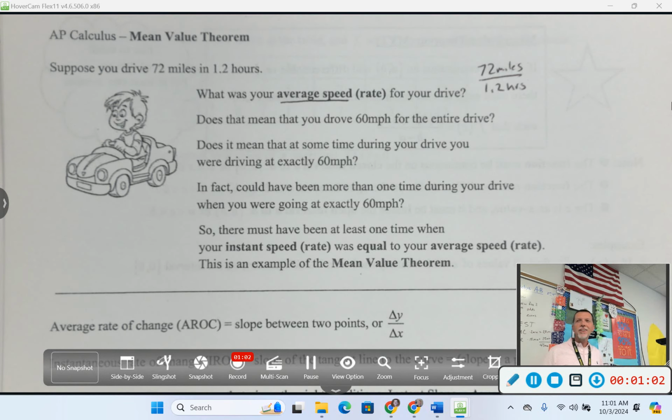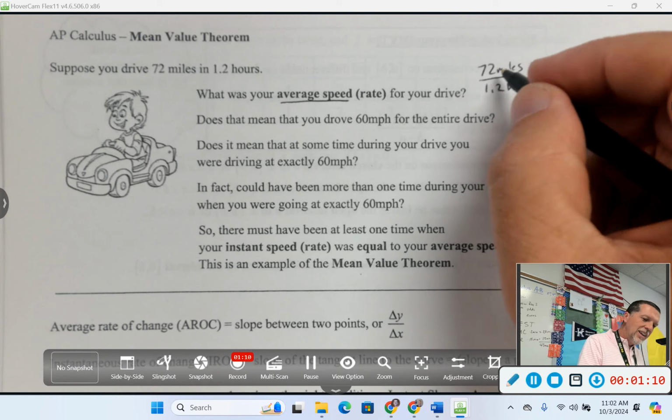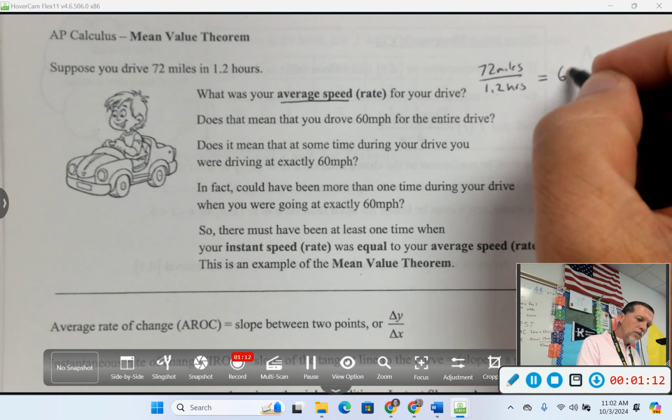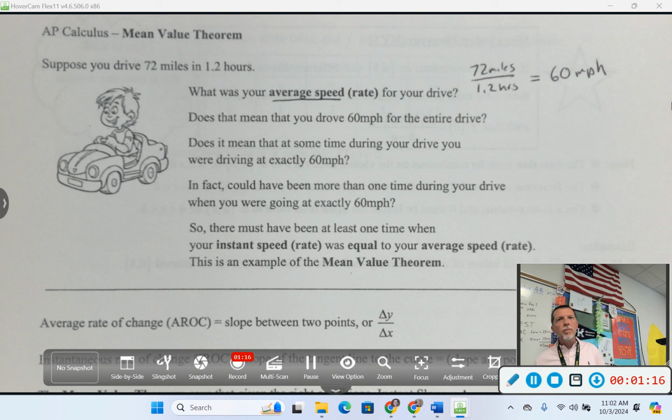Someone last period was like, safe stop. Like, yes, that's true. That is a safe stop. You could stop there, but it would kind of mess up the rest of the problem. So let's go ahead and divide. 72 divided by 1.2 is 60 miles per hour. So if you travel 72 miles in 1.2 hours, your average speed was 60 miles an hour.